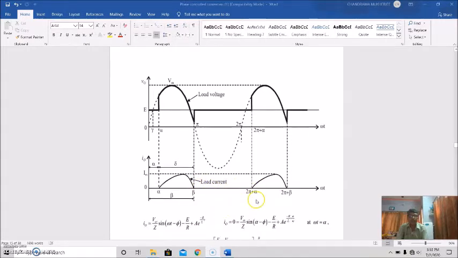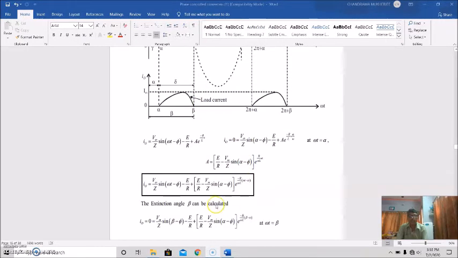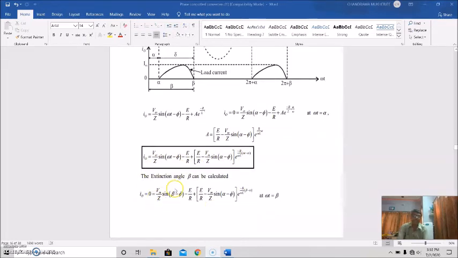If we calculate this current, the output current will be 0 at omega t equal to alpha. In that case, this constant A can be found out, and as a result this will be the output or load current. The extinction angle beta can be calculated by putting I equal to 0 at omega t equal to beta, and the extinction angle will be found.